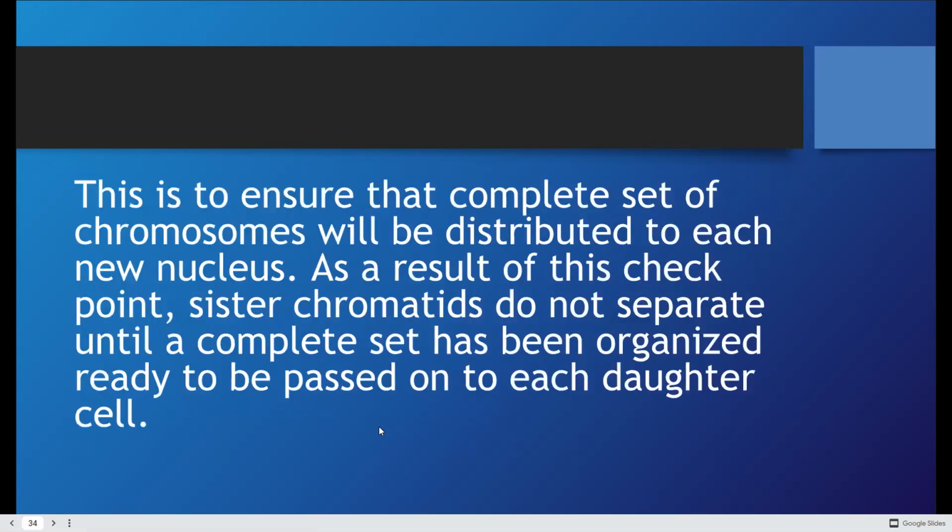This is to ensure that the complete set of chromosomes will be distributed to each new nucleus. As a result of this checkpoint, sister chromatids do not separate until a complete set has been organized, ready to be passed on to each daughter cell. Okay? Remember that they need to form recombinant DNA. They need to pass the genes from one to another. That is the beauty of nature. That is how we acquire our genetic characteristics from our parents.